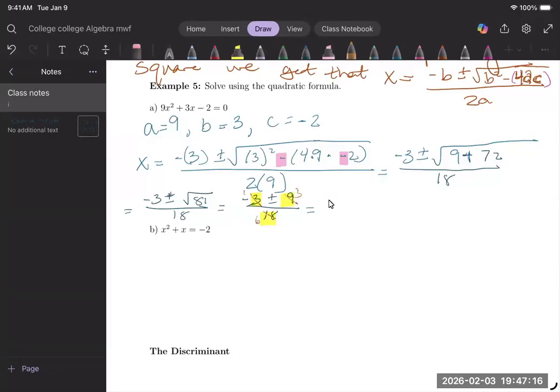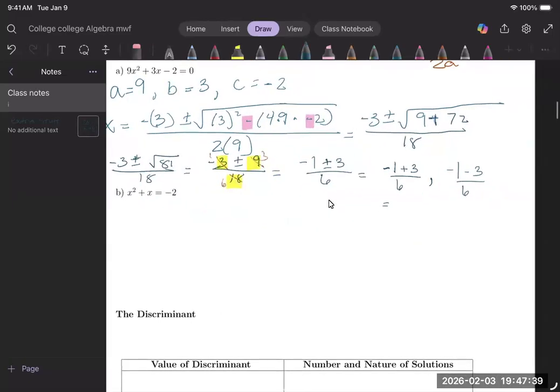So back to my blue. We have negative 1 plus or minus 3 over 6, which then gives us negative 1 plus 3 over 6 and negative 1 minus 3 over 6, which is, of course, 3 minus 1 is 2, 2 over 6, so that is then 1/3. And then this is negative 4 over 6, which is negative 2/3. And voila, there's our answer.